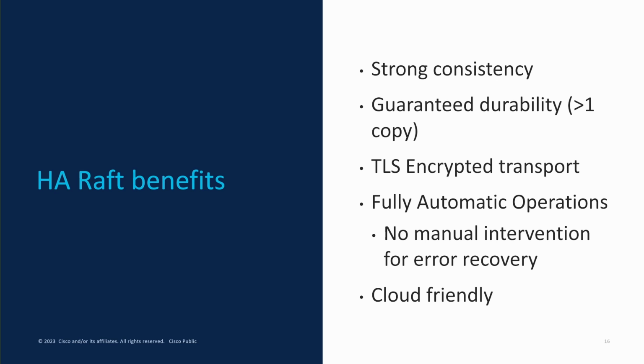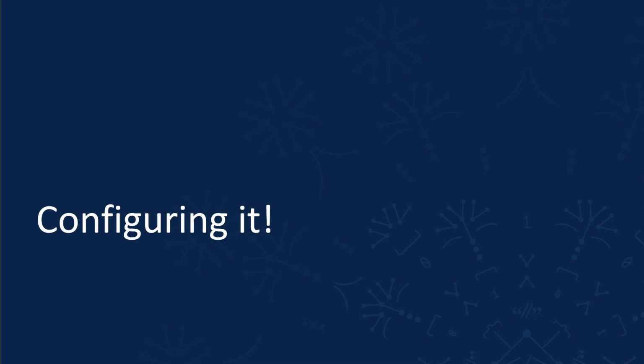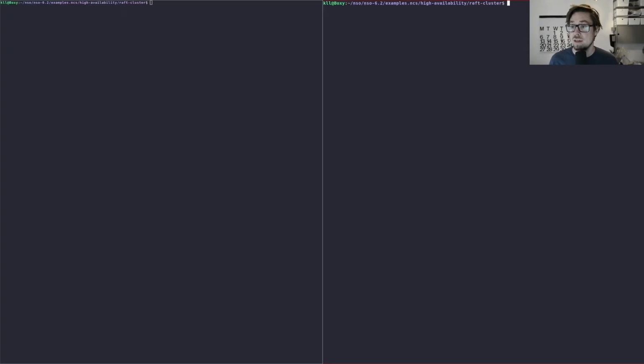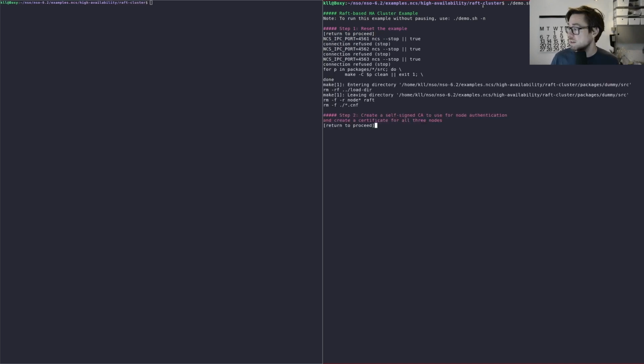Okay, so let's jump over to configuring it, right? And I'm going to switch over to my terminal here. So I have here NSO 6.2 fresh off the press as a local install on my machine. And in the examples collection, we'll find high availability Raft cluster, and in there we have a demo shell script that we're going to run. The cool thing here is that it's included in the examples collection, so you can run through this again, and I really encourage you to do that. So step 1, just resetting that example.